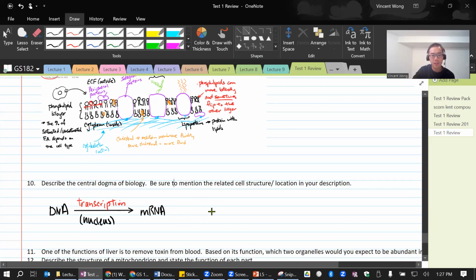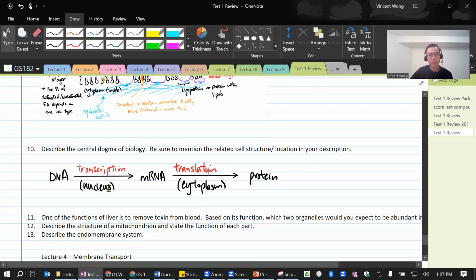And then the messenger RNA will leave the nucleus and go into the cytoplasm, where the instruction will be used to make the protein. That is called translation. So that's the central dogma, the central theme of biology.